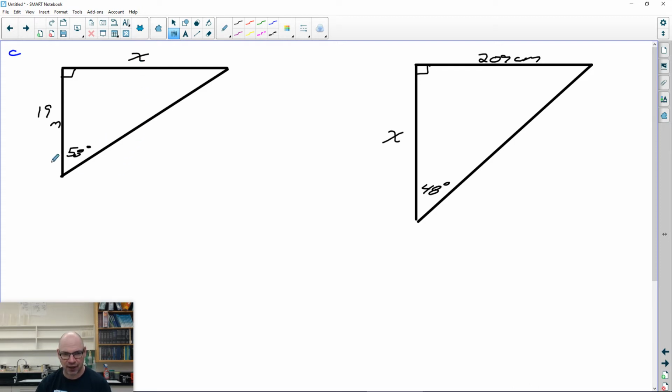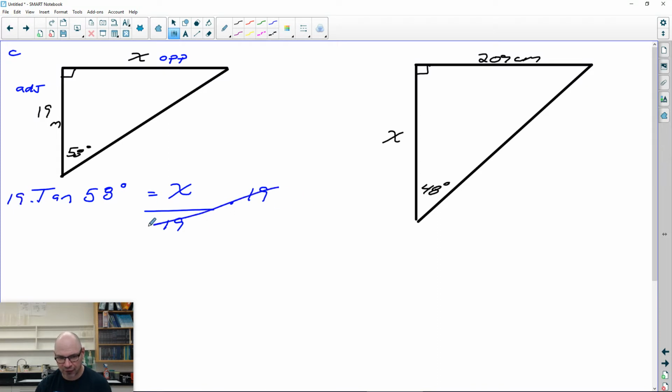So again, we're looking at this angle down here, 58, so we have to identify this is the opposite side and this is the adjacent side. Write it out: tangent of 58 degrees is going to be the opposite side, which is x, over the adjacent side, which is 19 meters. To solve this, we multiply both sides by 19 to eliminate the 19, and we get x by itself. So we've got 19 tangent of 58 degrees equals x.